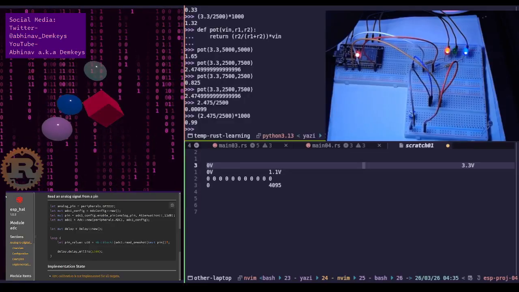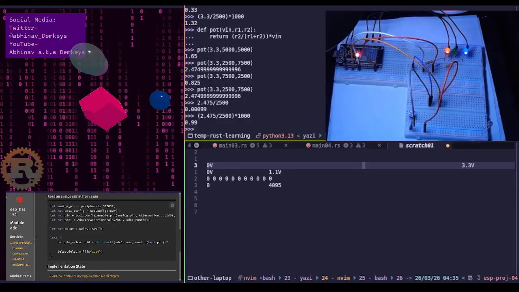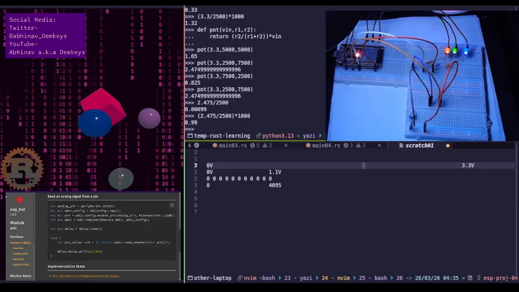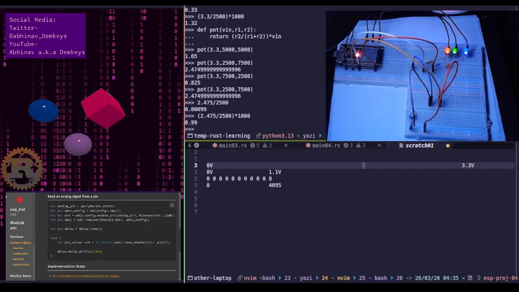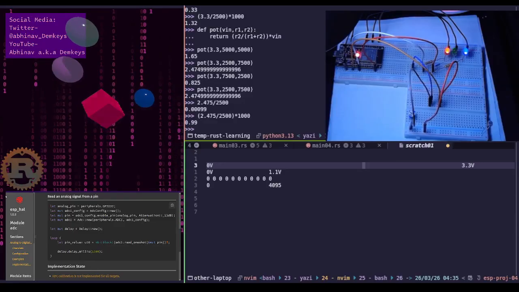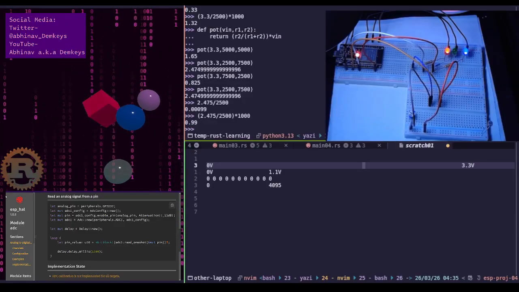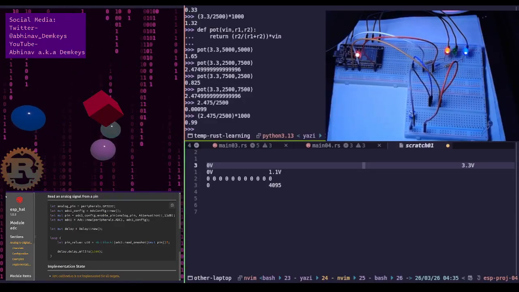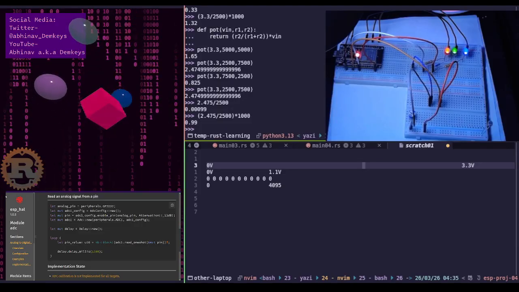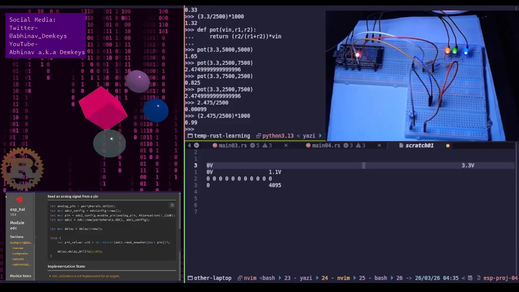Let's see. The problem: if you hook up a 3.3 volt potentiometer without attenuation, the ADC will hit its maximum value, which is 4095 in 12-bit mode, as soon as the pot reaches 1.1 volt. Okay, that's exactly what I was thinking.